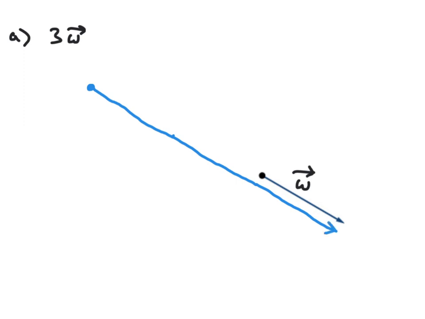And now this vector here has the same direction as w, since we drew it to be parallel to the given vector w, and it has 3 times the length. So this would be the vector 3w.